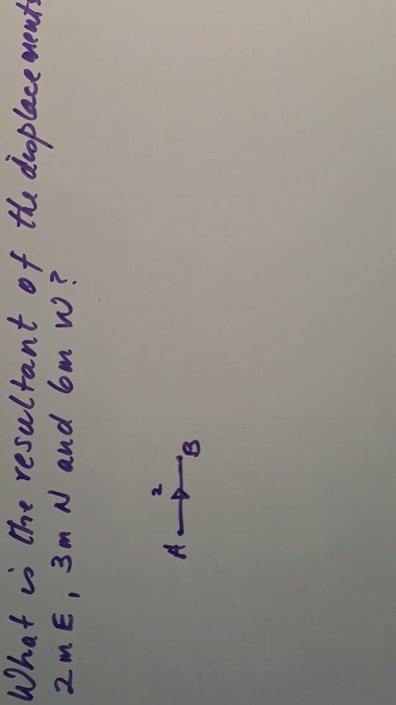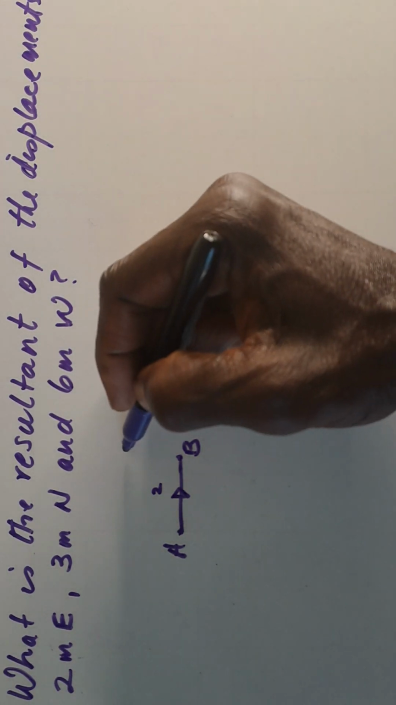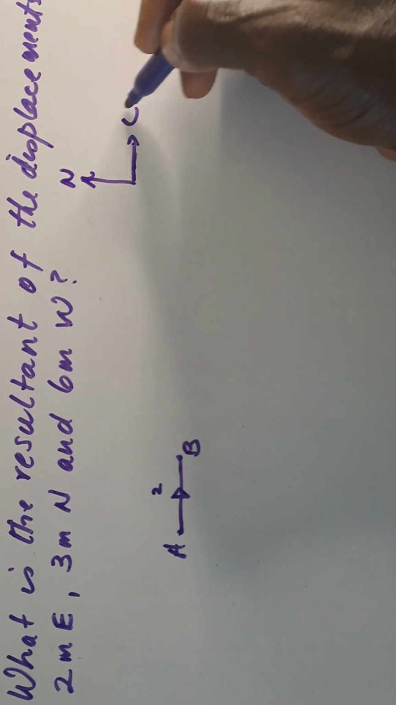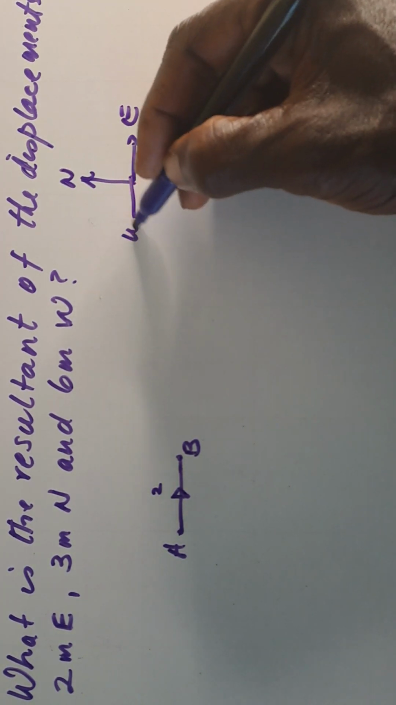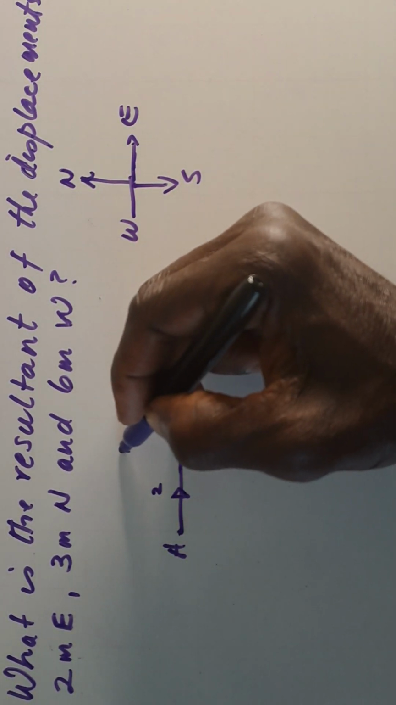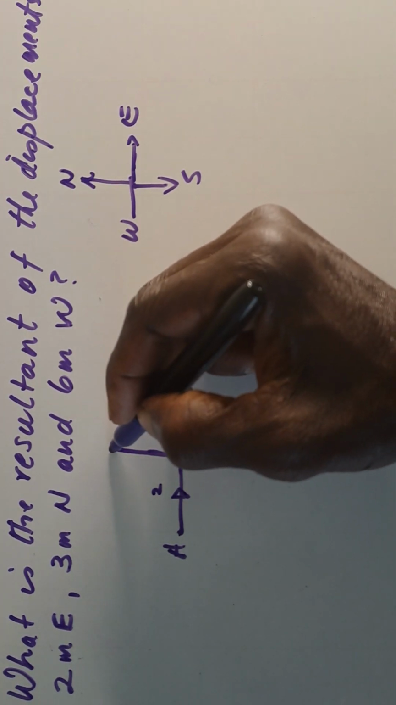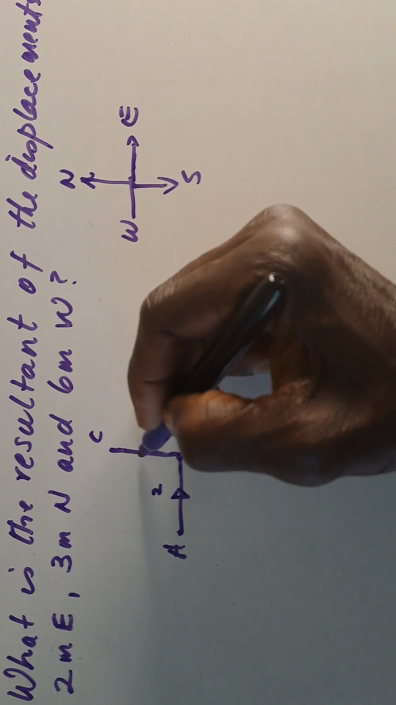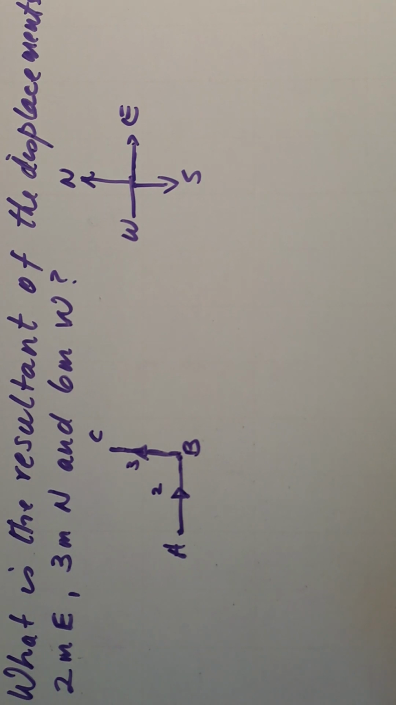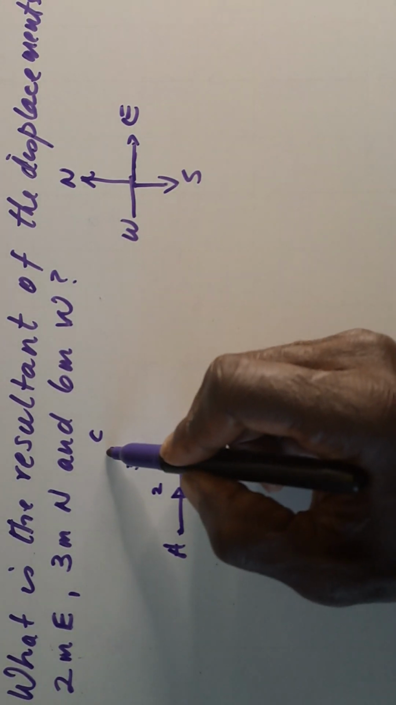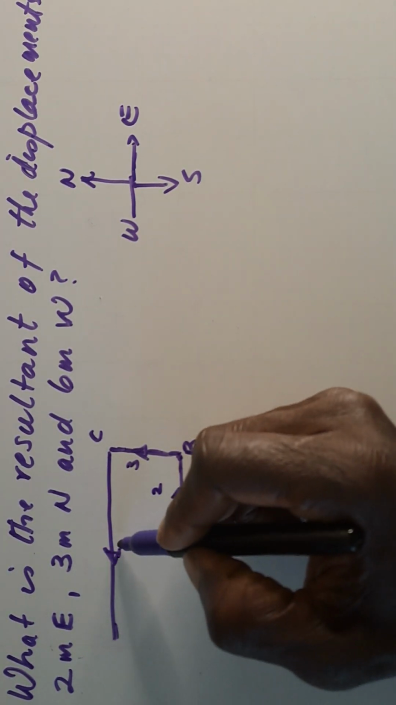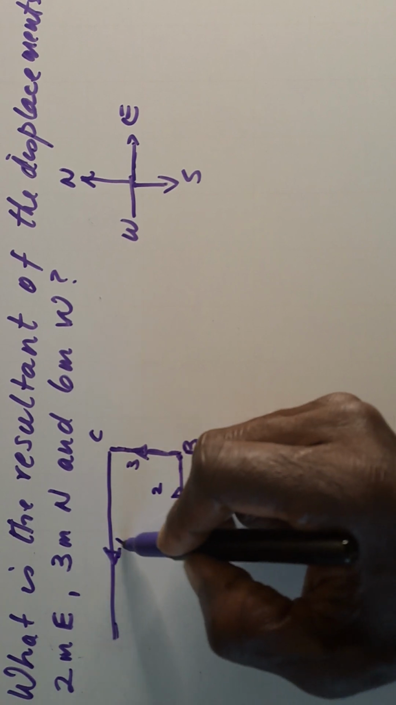And then we have 3 meters going north. Remember, we have north, we have east, west, and south. So going north, to C, we have 3 meters. And then 6 meters going west, which takes us somewhere along here. And we have 6 meters.